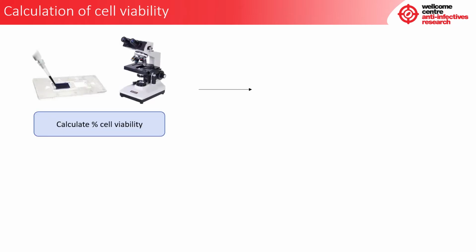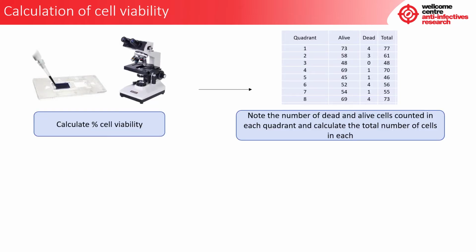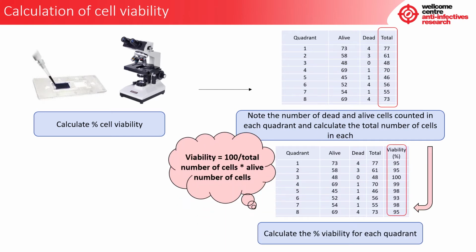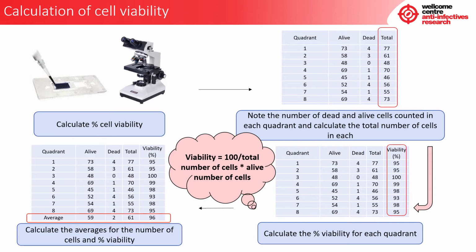Calculation of cell viability. Note the number of dead and alive cells counted in each quadrant and calculate the total number of cells in each. Calculate the percent viability for each quadrant. Viability equals 100 divided by the total number of cells times the number of live cells. Calculate the averages for the number of cells and percent viability.